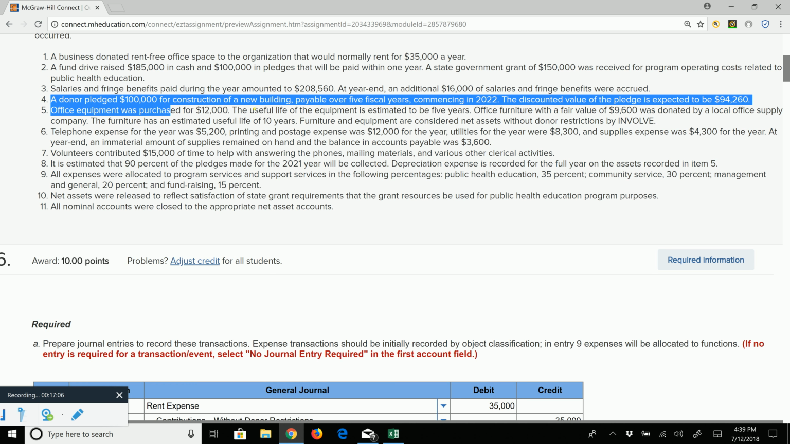Number 4, a donor pledged $100,000 for construction of a new building, payable over 5 fiscal years, commencing in 2022. The discounted value of the pledge is expected to be $94,260. So when a donation comes in and it's unconditional, but it's not going to be paid until a number of years into the future.